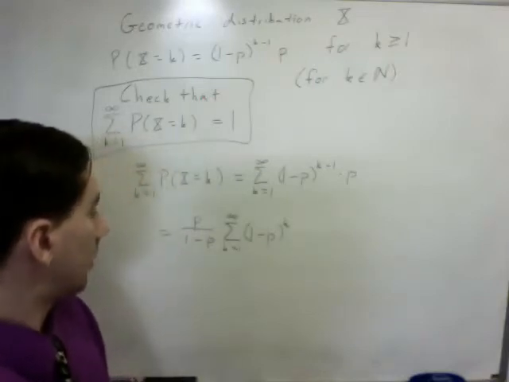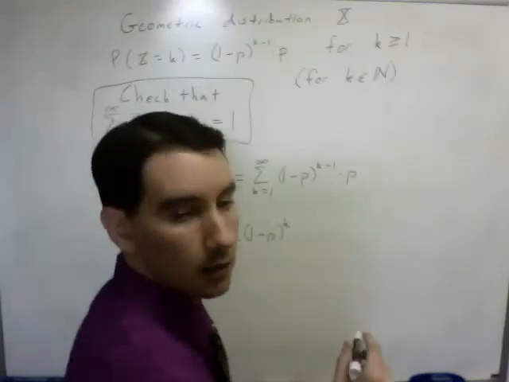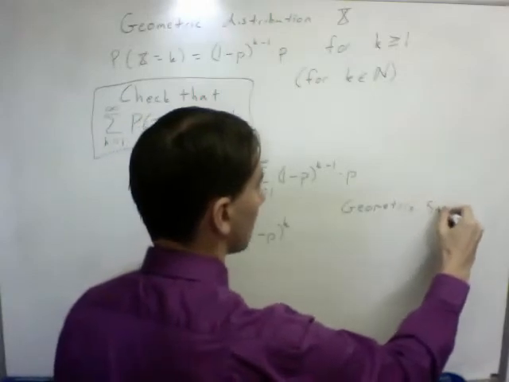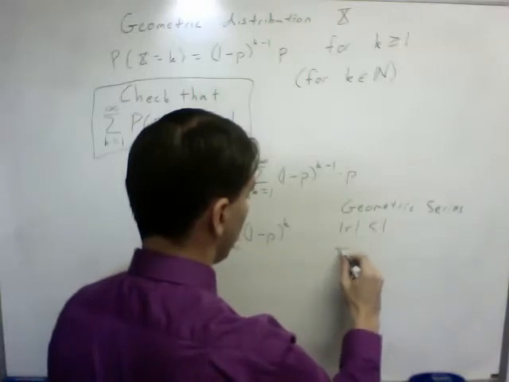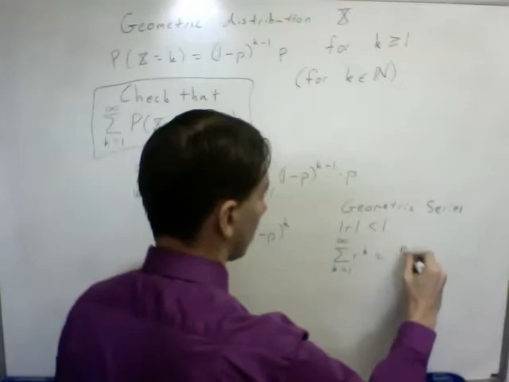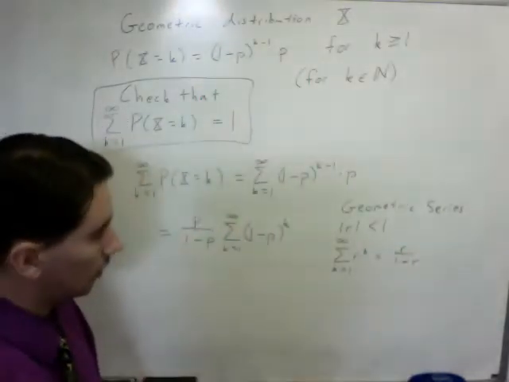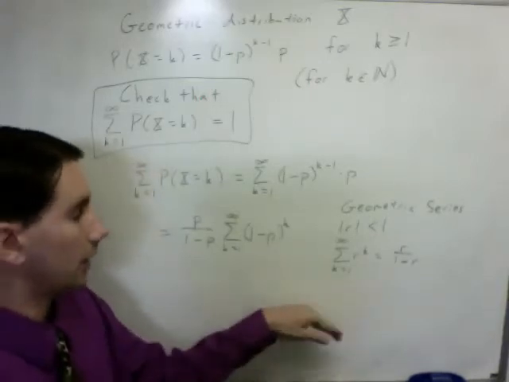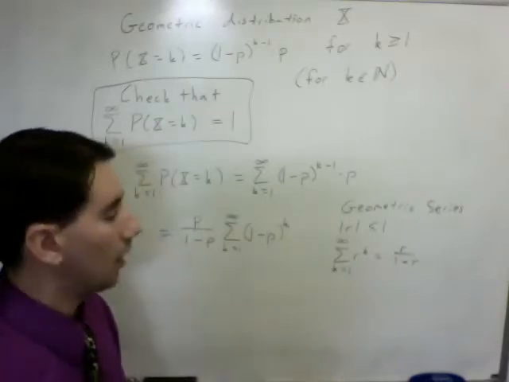And now this series should be familiar to you. This is the geometric series. If we have the absolute value of r less than 1, then the sum from k equals 1 to infinity of r to the k is r over 1 minus r. So this should be familiar from Calculus 2, I think. Calculus 2 or Calculus 3 or whichever class they teach that in.